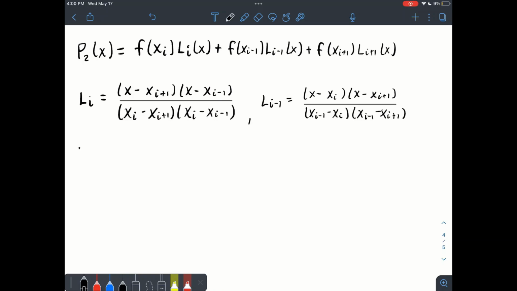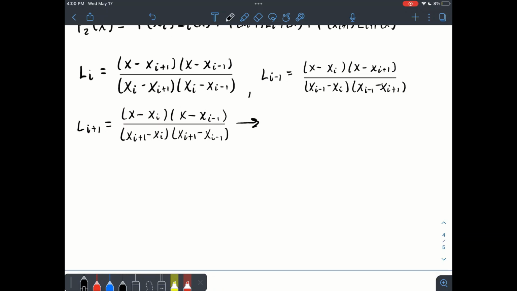So then our last one is the i plus 1 node. Exact same process. We do this sort of subtraction on the top where we find nodes that we are not located at. And then we force the function to be equal to 1 just at that point, and 0 everywhere else. So x_{i+1} minus x_i times x_{i+1} minus x_{i-1}.